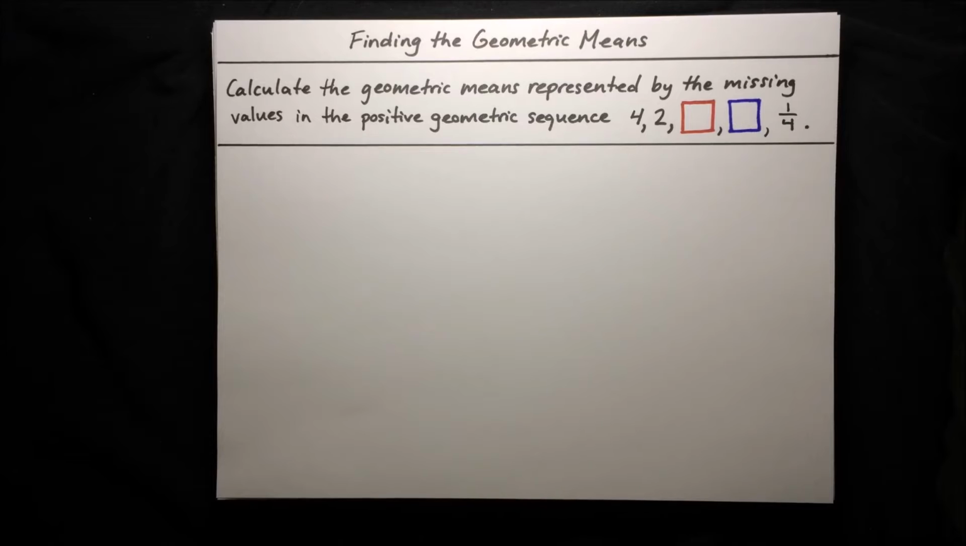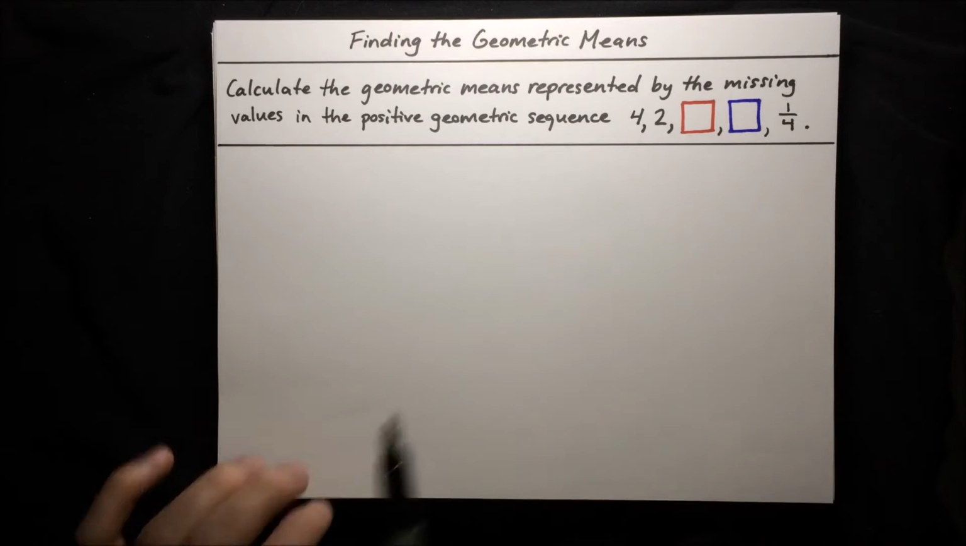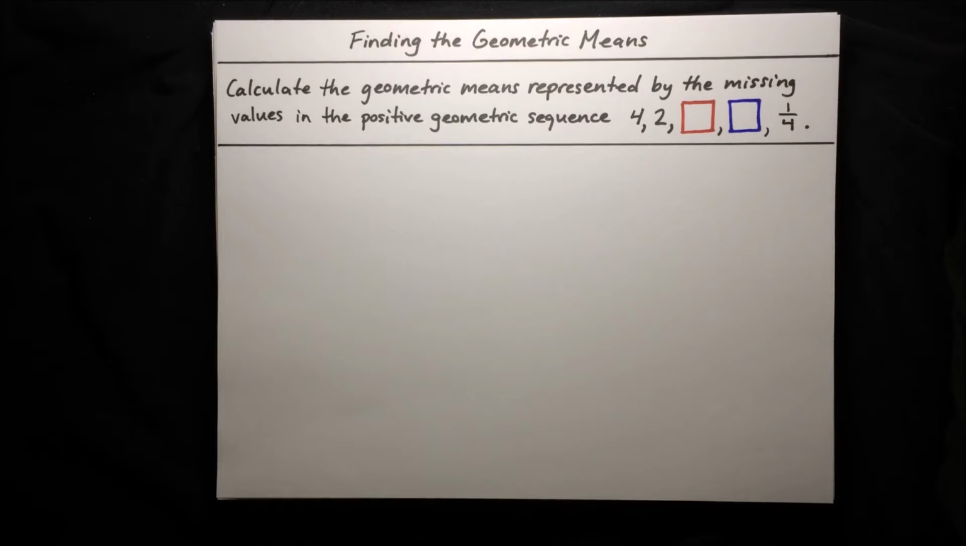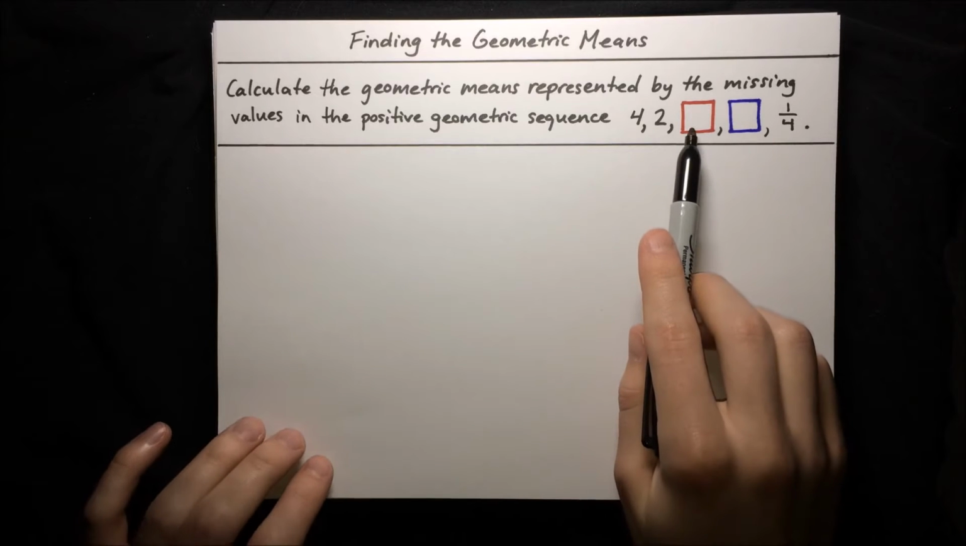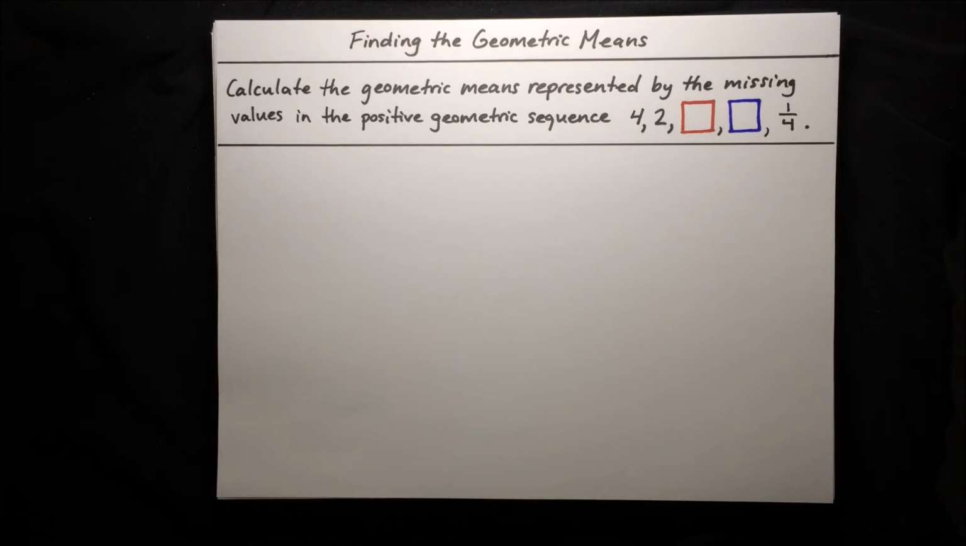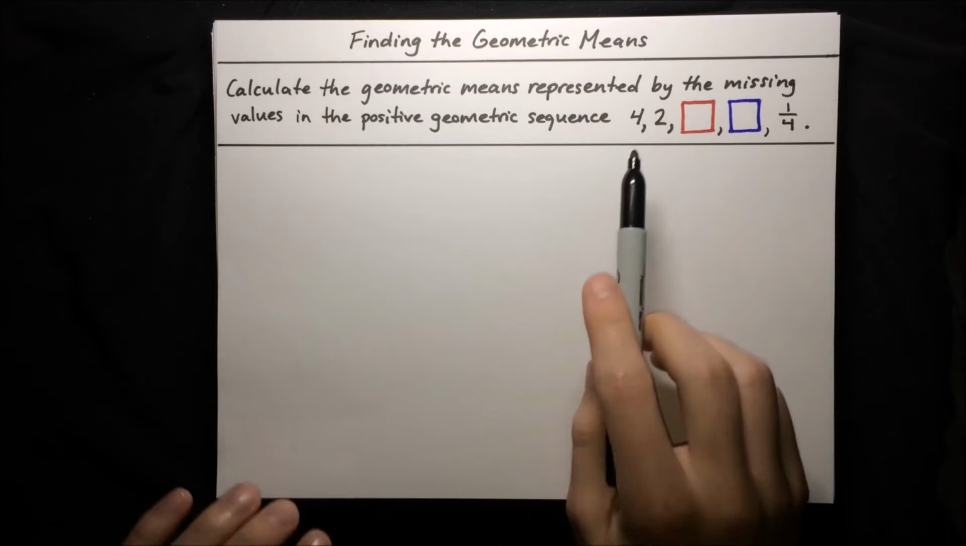And to be clear, what is meant by the term geometric means, it's just a fancy way of asking for the missing terms in between known terms of a geometric sequence. So really the problem is just asking us to find these missing terms in this geometric sequence. So how should we do this?